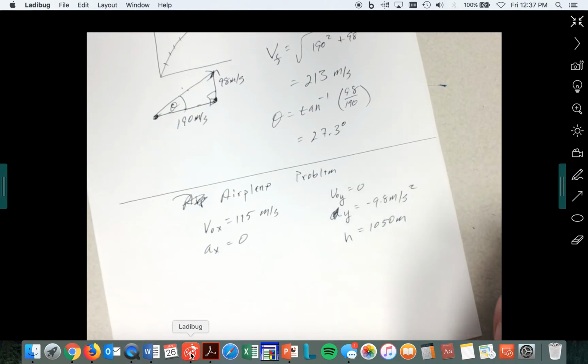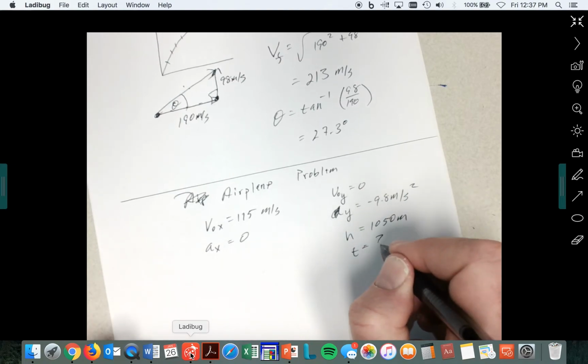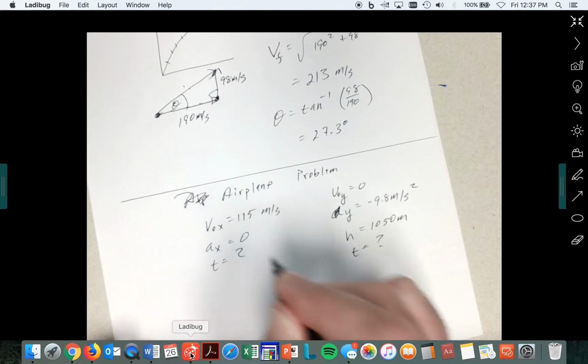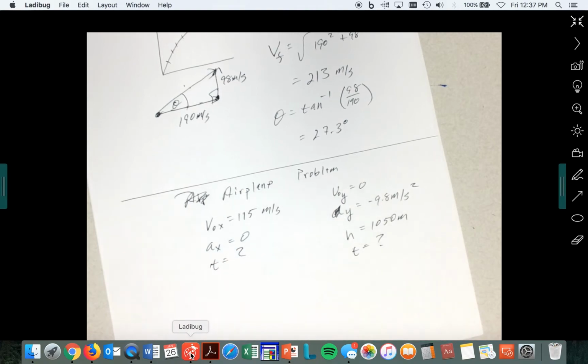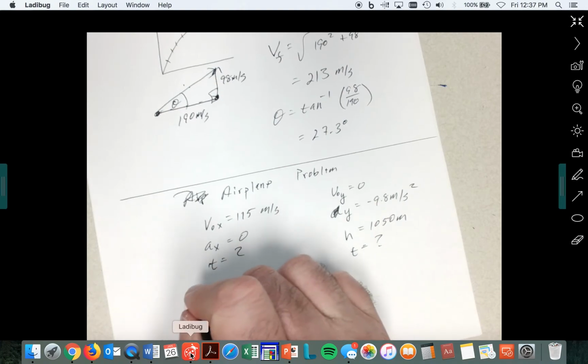Okay, so the height is 1,050 meters, and I know that, so I've got to figure out the time. The time is the same over here too. These two times are going to be the same because it's the package. It's not like in two different universes. It's the same. All right, and I want to find the range too.